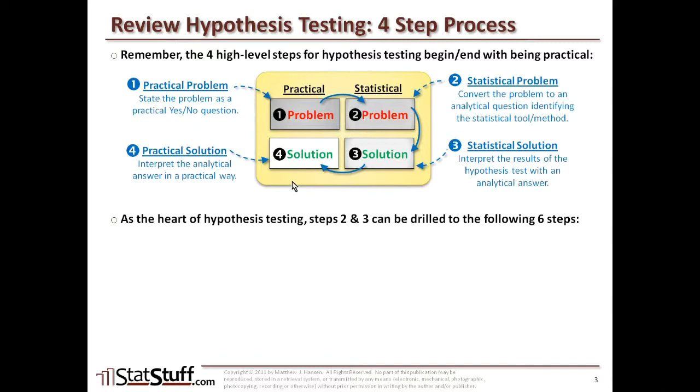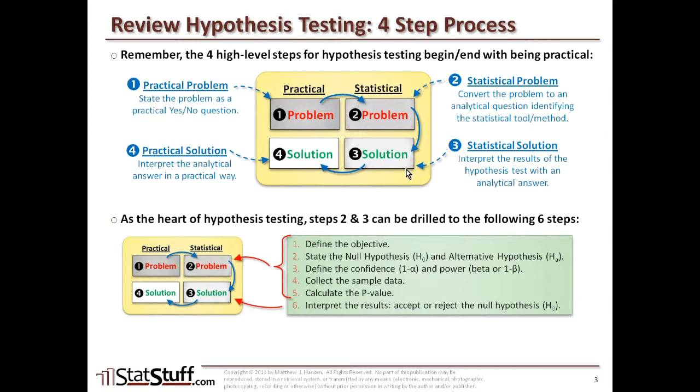And at the heart of doing the hypothesis testing, for steps 2 and 3, we drill down to 6 additional sub-steps. It starts off with defining the objective. Then we state the null and the alternative hypotheses. Then we define the confidence level and the power levels based off of the alpha and beta risks that were identified. Then we collect the sample data and calculate the p-value. All these are part of building this statistical problem. Once we've done that and run the test, we interpret the results. This is the point where we decide whether we're going to accept or reject the null hypothesis. This is what we'd follow when we want to go through formal hypothesis testing.